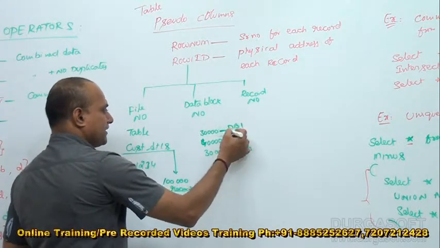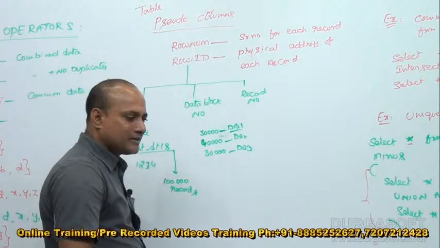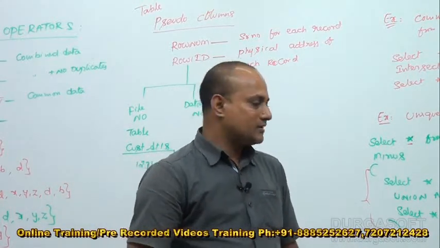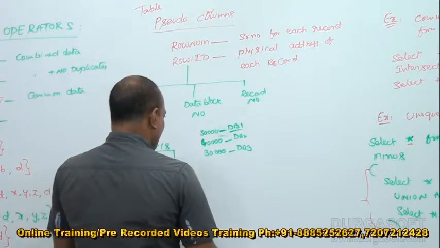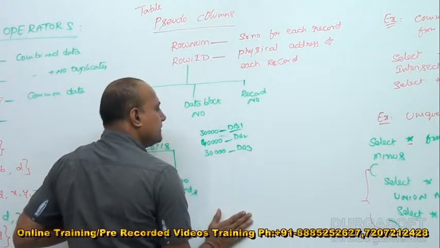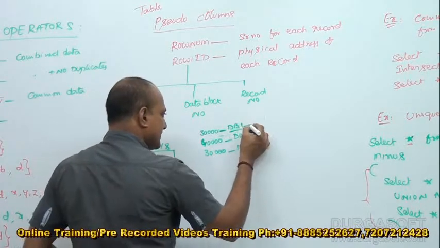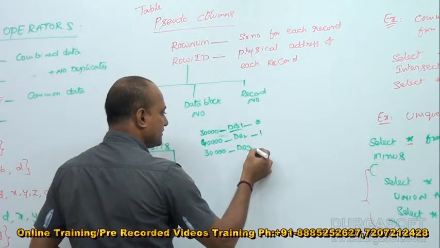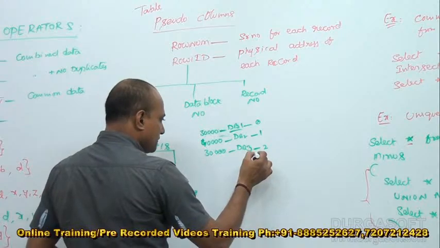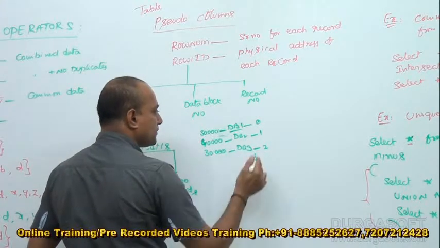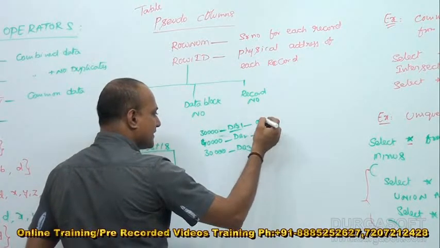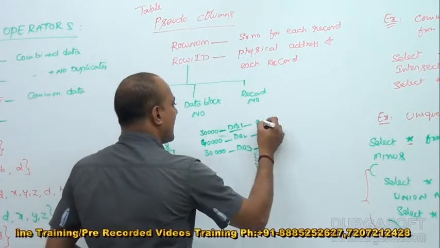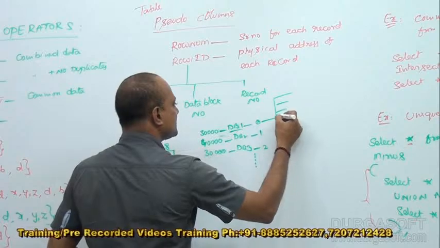What is a data block? A data block is a memory space assigned to store the records. Then how will the data block numbers be maintained? This data block number is 0, this is 1, this is 2. If it is spanned across multiple data blocks, the data block number starts from 0, 1, 2, 3, 4, 5, like that. Under each data block again, a set of records are there.